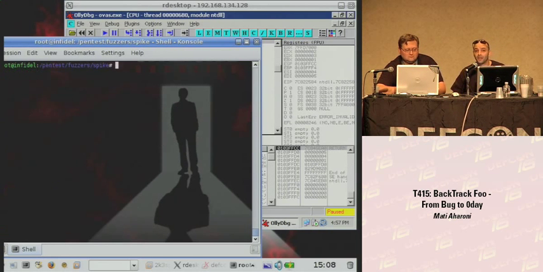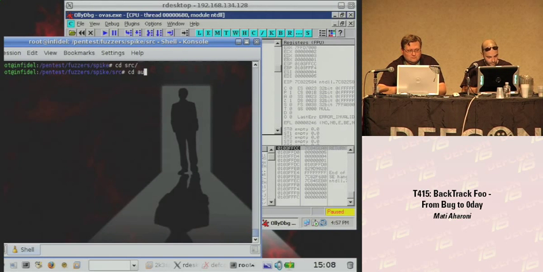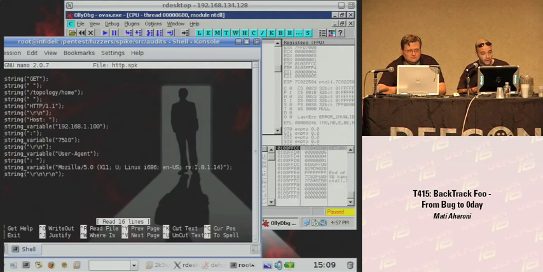Obviously, the wonderful thing about this is that we're all doing this on BackTrack, so the whole process was self-contained to one sort of debugging session. So if you look at the spike file, then you'll see that we've got a pretty basic sort of template here.